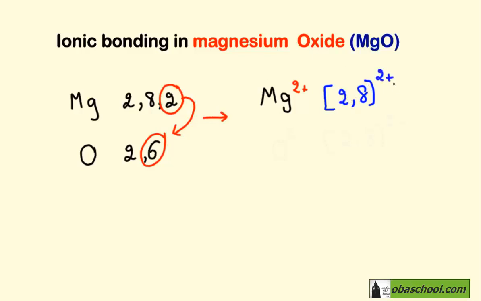2+. Oxygen becomes O2- because it gains 2 electrons, and its electron configuration is 2, 8 between brackets, and 2- is the charge of the ion on the top right corner.